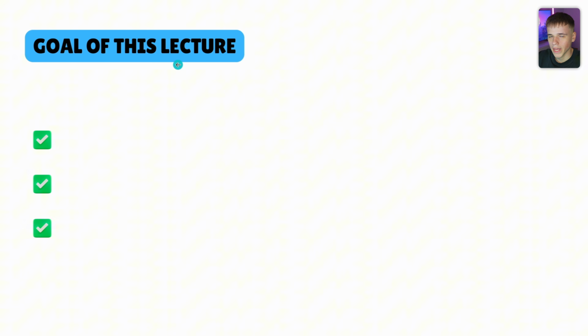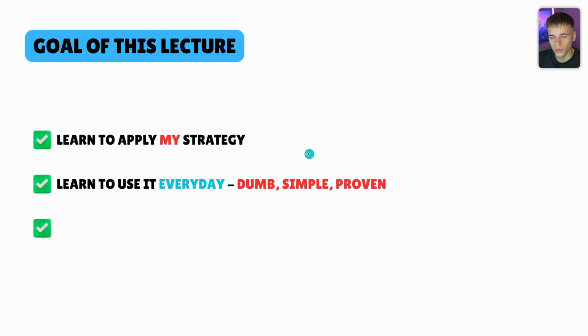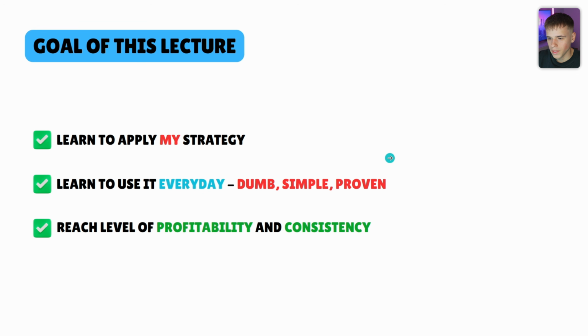So the goal of this lecture and this video is going to be for you to actually learn to apply my strategy. So not just to learn it, but to actually know how to read the charts and how to actually execute a profitable position. And the second thing is to use it and to learn how to use it every single day, because it's actually so dumb, simple, and it's proven because I just showed you the results that I actually got for the month of February. And the third step is of course to reach that final level of profitability and consistency where you can actually make profits in the market every single month. So with these goals in mind for this video, let's actually get to what the model actually is.